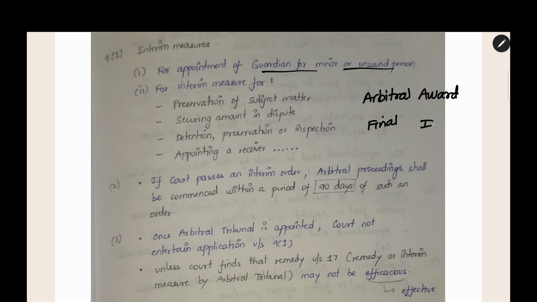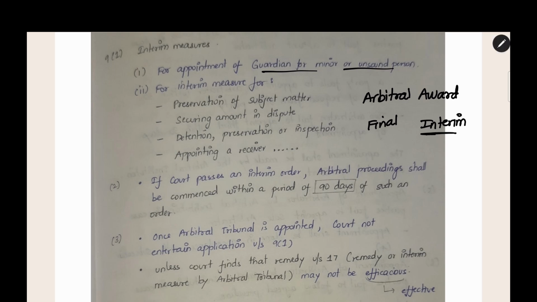Final is the final decision after all the hearings are done. It is the final outcome of the arbitration. And the interim award is given before the final award. It is given to facilitate the case or to preserve the subject matter or certain things which have to be done before the final award. For those things, we are giving an interim award. In section 9, the interim award will be given by the court.